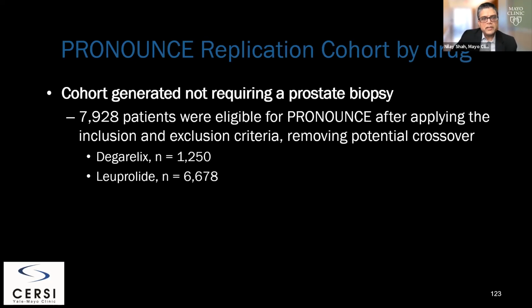So when we use the real world data, we were able to identify about 8,000 patients who would be eligible for the PRONOUNCE trial after applying both the inclusion and exclusion criteria. We removed potential crossover in this, although I'll get into that in more detail in just a moment. And we identified about 1,300 patients on degarelix and 6,700 patients on leuprolide.